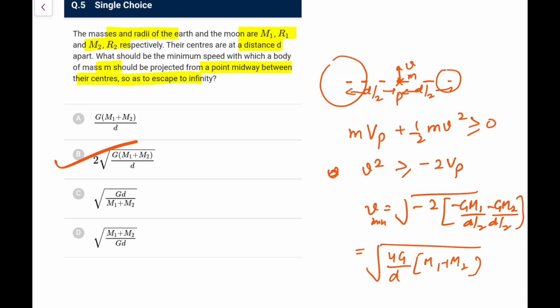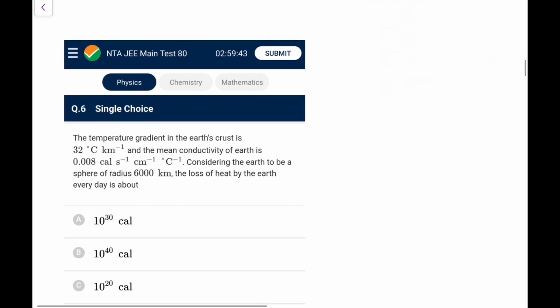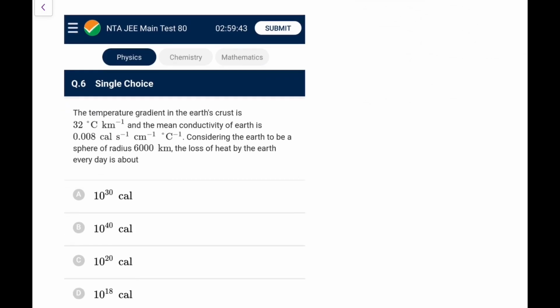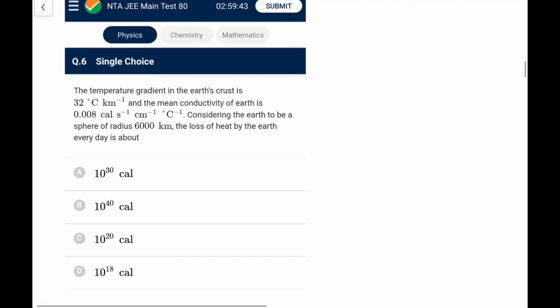So just remember, whenever you have to escape to infinity, energy should be greater than or equal to 0. Till energy is negative, it is bounded, it won't escape to infinity. That's a very common concept.